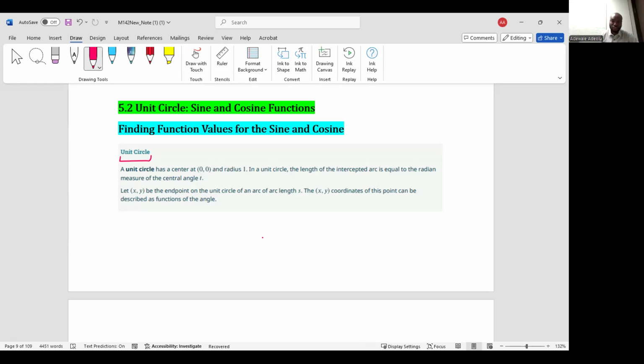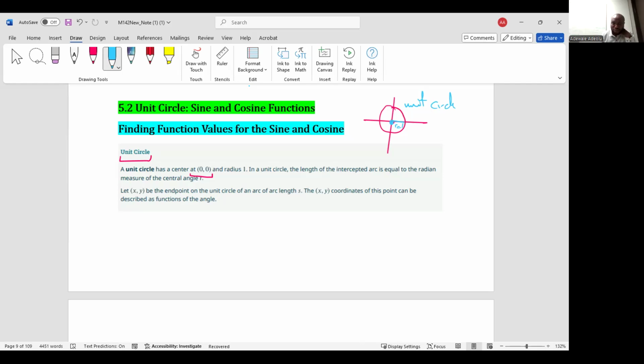Remember, we defined a unit circle as that circle that is having radius 1. So in this case, we will consider that the origin is at 0, 0. That is, you have something like this. This is the origin, 0, 0. So this is our unit circle with the radius being 1, r equals 1. So we say this is a unit circle. The center is at the origin, and the radius is 1.